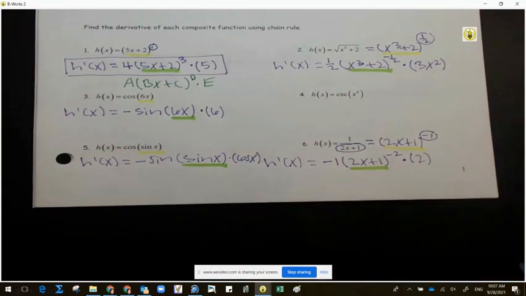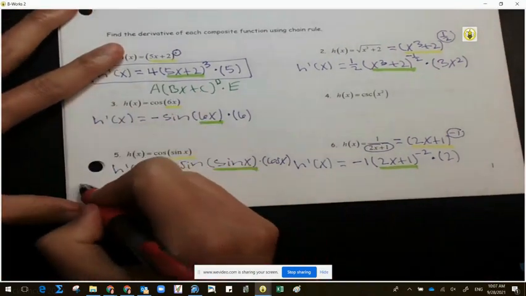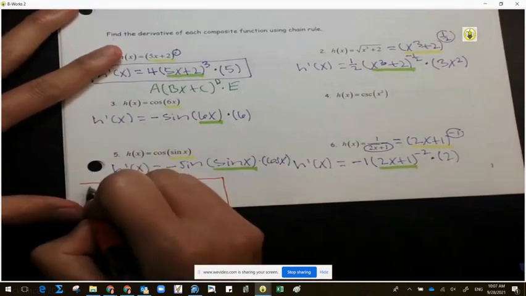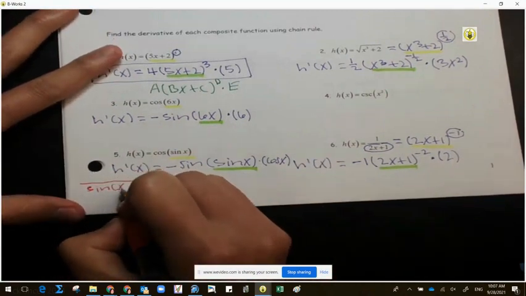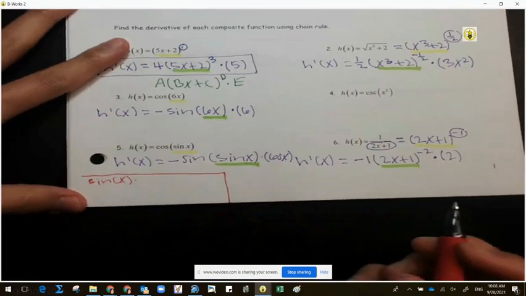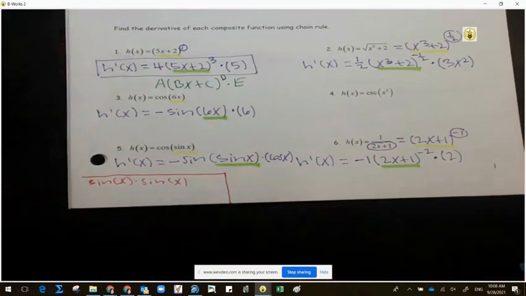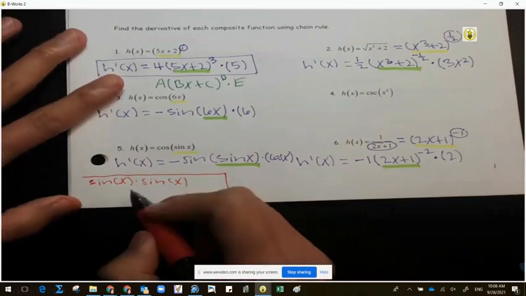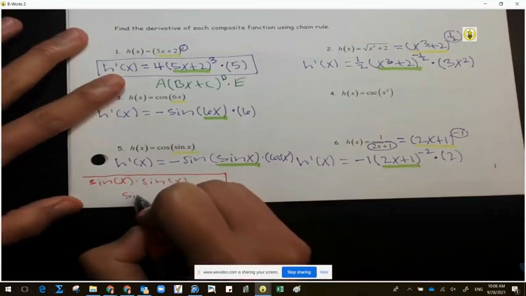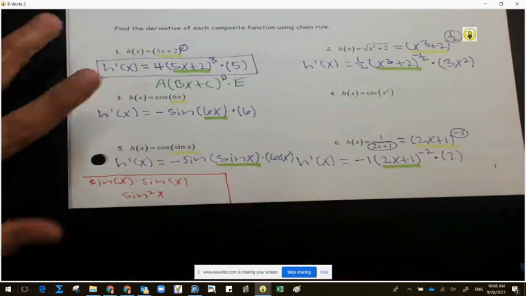Okay, here is a common mistake. Some people are going to see negative sine of x and think about the following. So write this on your side for me. So going back to pre-cal or even geometry, when you were presented sine of x times sine of x, how many identical pieces do I see right now? 2. So you would say sine squared of x.